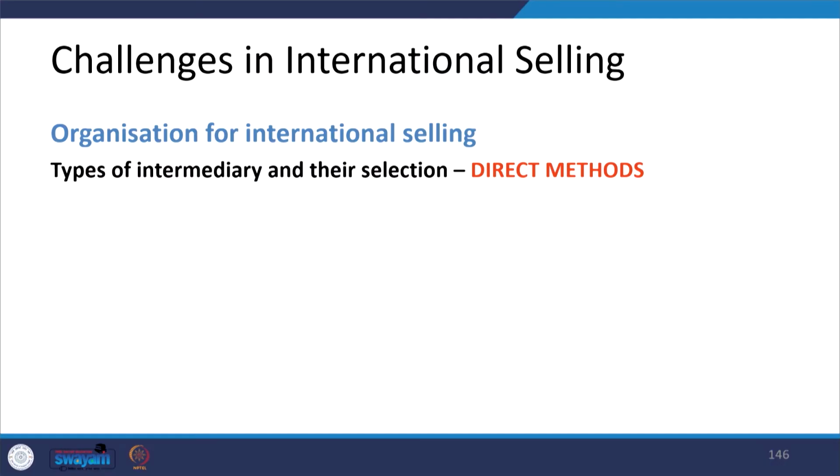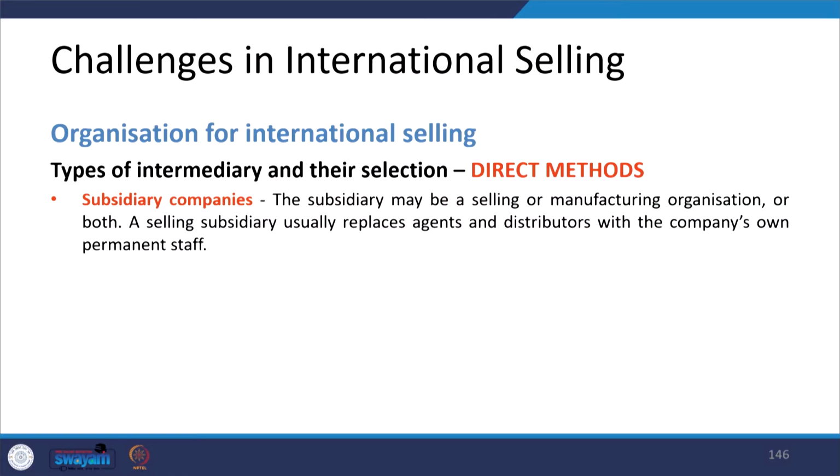Another way is direct methods. These were indirect methods of selling internationally, and there are some direct methods as well. For example, establishing subsidiary companies. The subsidiary may be a selling or manufacturing organization, or both. A selling subsidiary usually replaces agents and distributors with the company's own permanent staff. So you open a sales team or operations, and you establish a separate entity, a subsidiary, which works exclusively for your products and services.